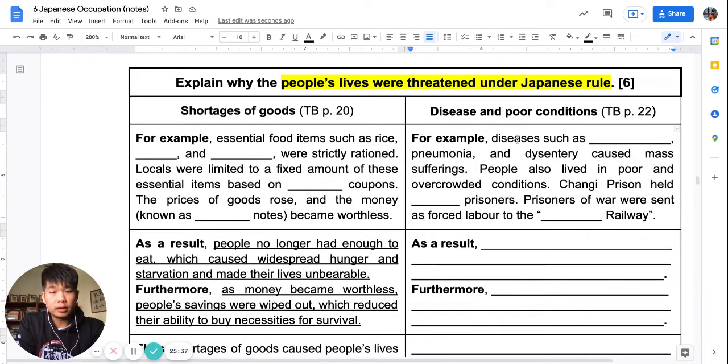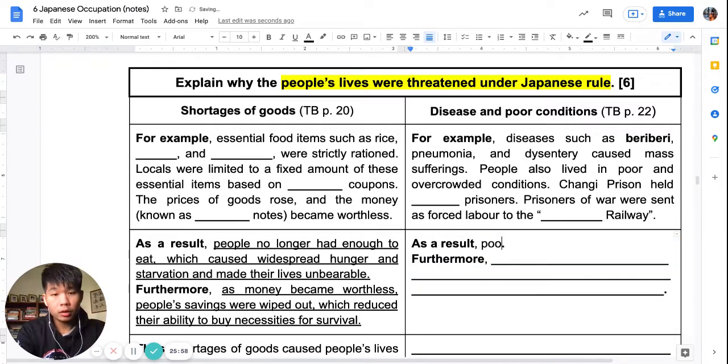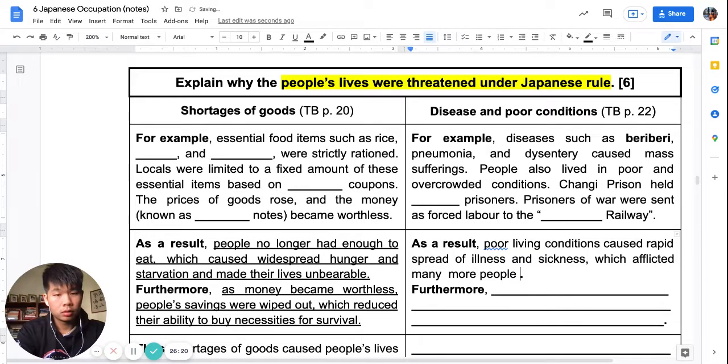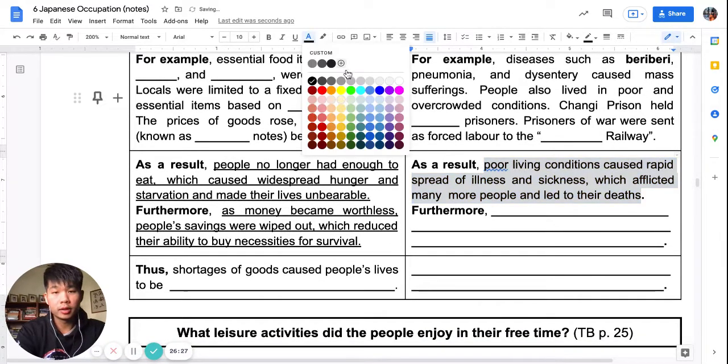So, disease. Disease had caused mass suffering. I've always disease like pneumonia, dysentery. I think this is beriberi, right? Okay. Lost to the death railway. Was it death railway? So as a result, poor living conditions caused rapid spread of illness and sickness, which affected many more people and led to their deaths. Right? If you live in very cramped conditions, the disease will spread very fast.